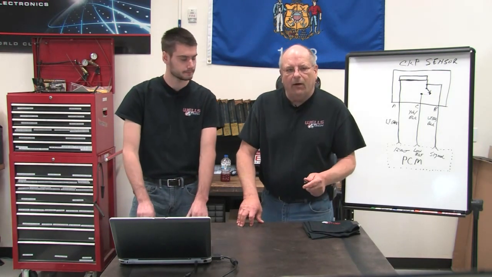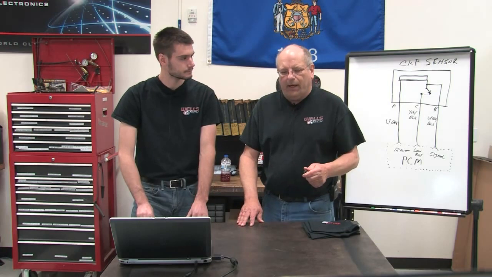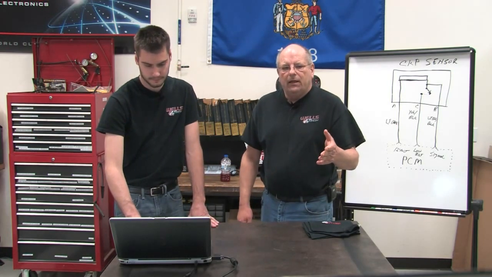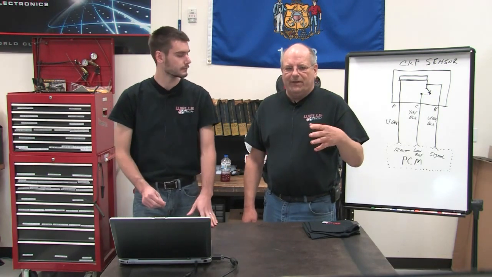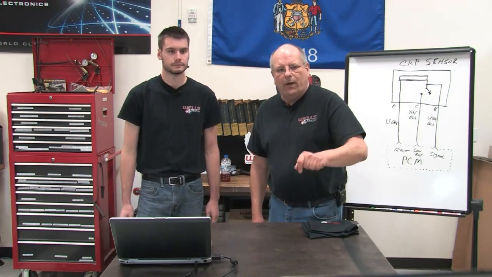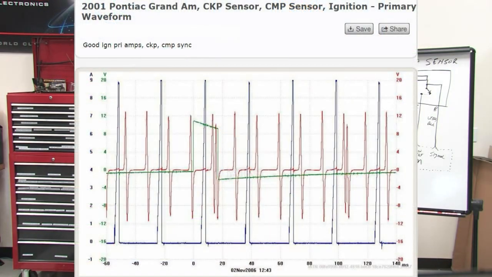Why don't we bring up, in our research, we went out on iATN and we went out on ALLDATA and we looked at different scope patterns and things like that, what guys are posting with problems that they've seen. So let's bring up one off of a 2001 Pontiac Grand Am, and it's showing your crank sensor, your cam sensor, and your ignition primary wave. The blue line right there is your primary for the ignition. And then your 7-time signal, you can see that is on your red.